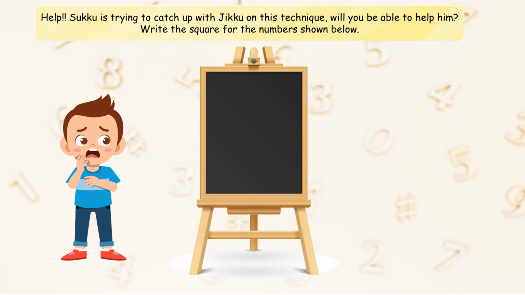And if you are thorough with this method, you can help Suku to learn this method too. He is trying to find the square of 4 numbers here on the board: 751, 455, 354 and 152. If you are able to find the squares of these numbers, please post it on the comment section of this video.